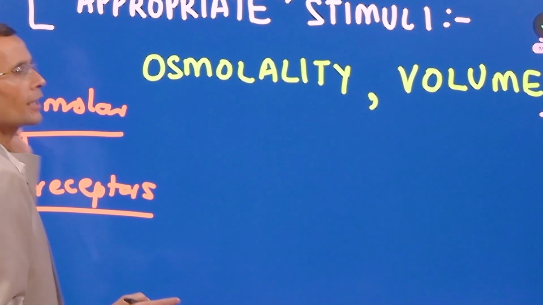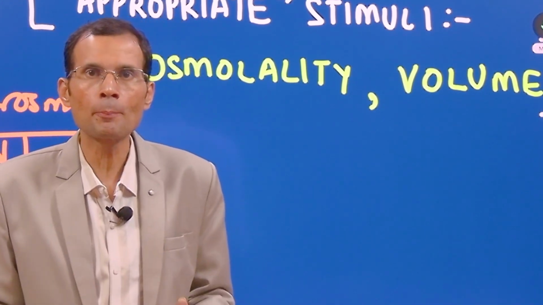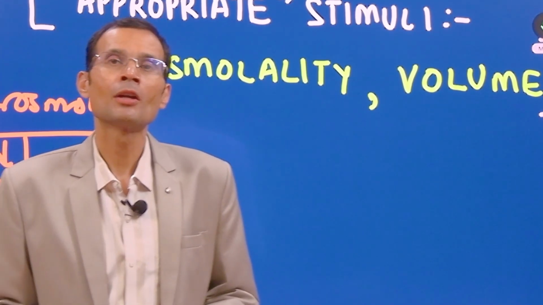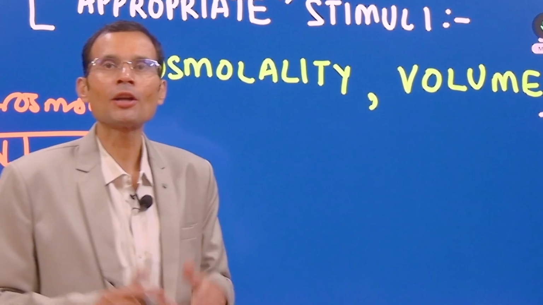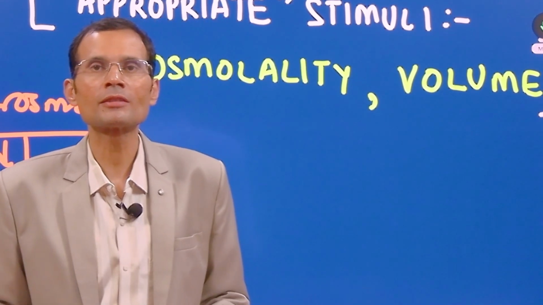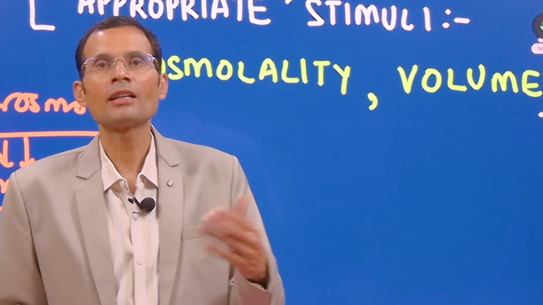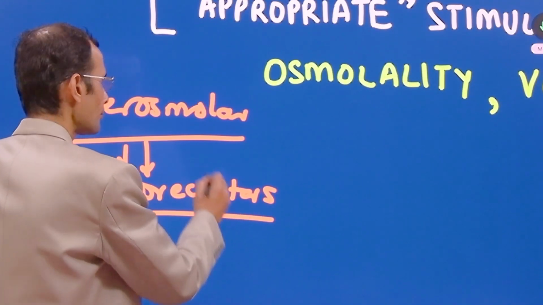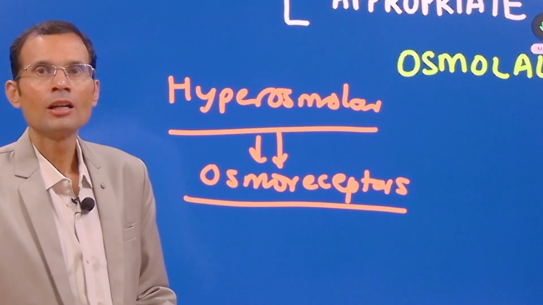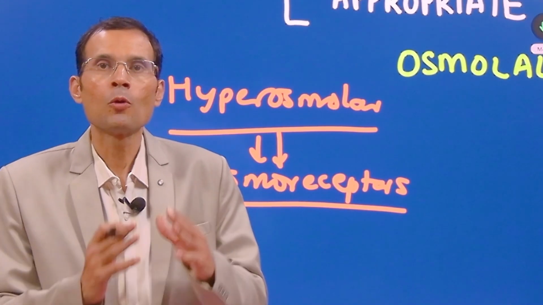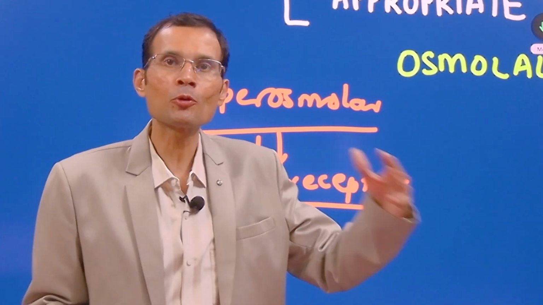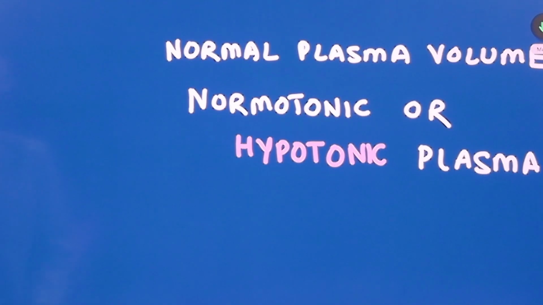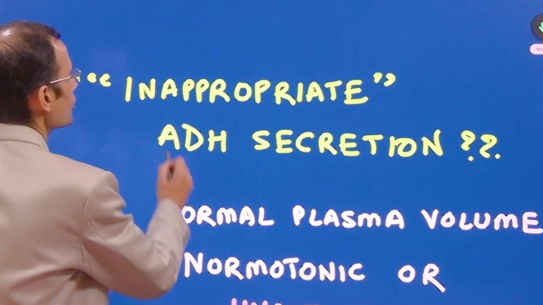Remember, either hyperosmolarity, that's the most important stimulus for ADH secretion, the most appropriate stimulus if we can say so, and hypovolemia will be another stimulus when ADH is secreted, and then it retains water into the plasma and the volume is corrected. Now that being said, we will have a look at why it's called inappropriate ADH secretion, SIADH. Why is it called inappropriate ADH secretion?